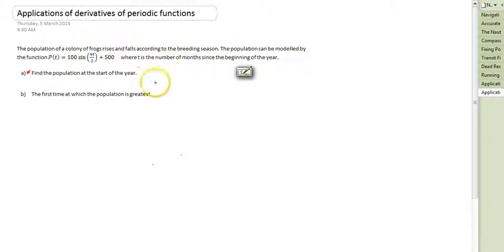Okay, here's another application of derivatives of periodic functions. The population of a colony of frogs rises and falls according to the breeding season. The population can be modeled by this function, where t is the number of months since the beginning of year. Now, part A has nothing to do with derivatives. Find the population at the start of the year. Just let t equal 0 and solve.